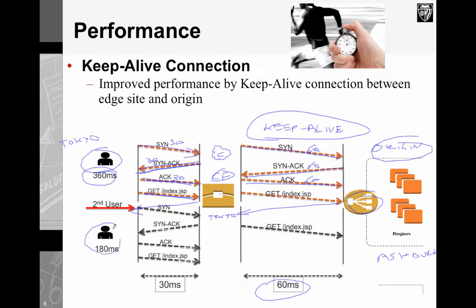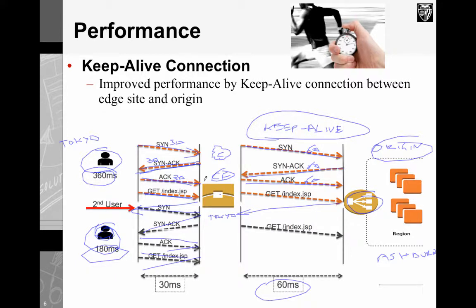When the second user comes in, the second user will be connecting to the local edge server, which is the Tokyo-based server, because this user is also coming from Tokyo. Sends a SYN, that's 30 milliseconds. Gets a SYN ACK, that's 30 milliseconds. Sends an ACK, that's 30 milliseconds. And then sends a GET call, that's 30 milliseconds, and then gets a response back. So that's about 180 milliseconds. That's because the content is going to be served from the local cache.